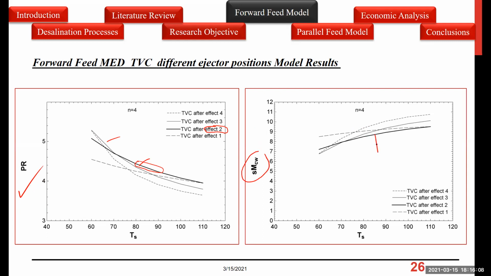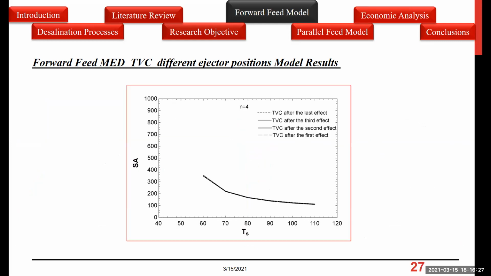The bold line here at the bottom means that we are getting less quantity of seawater needed to condense all the vapor. And this is obvious because the quantity of vapor which is going to the condenser is less. So you need less water to make sure it condenses. The heat transfer area did not change. I'm talking about the overall heat transfer area. It was not really affected by the location of the TVC.